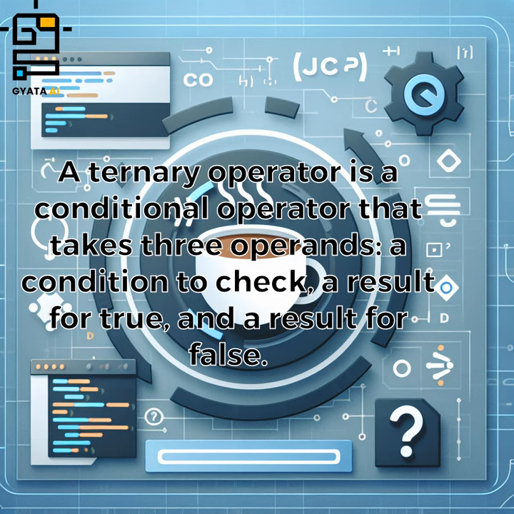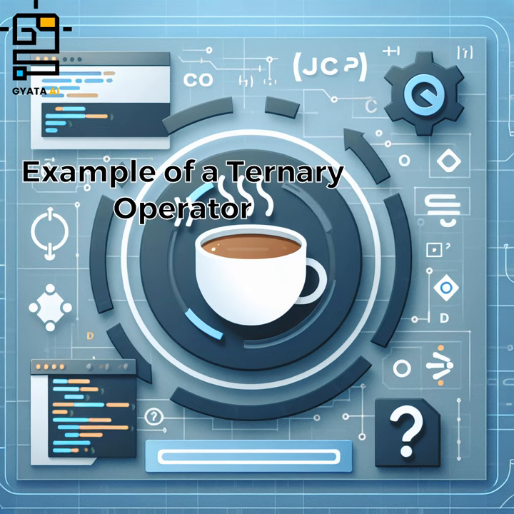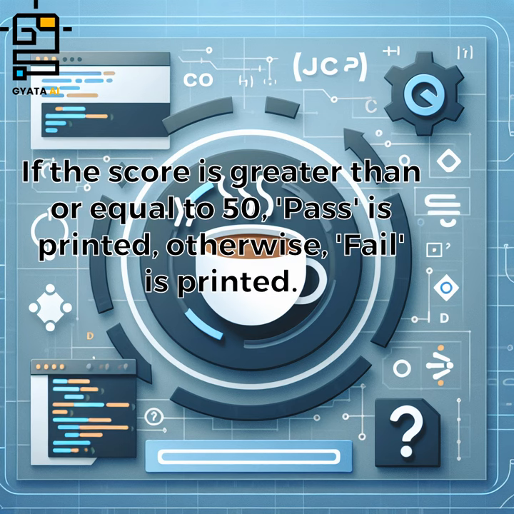A ternary operator is a conditional operator that takes three operands: a condition to check, a result for true, and a result for false. It is a shorthand way to write an if-else statement. Example of a ternary operator: a variable score is checked whether it's greater than or equal to 50. If the score is greater than or equal to 50, pass is printed, otherwise fail is printed.